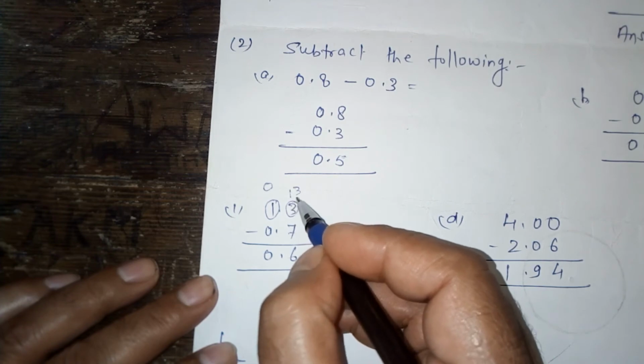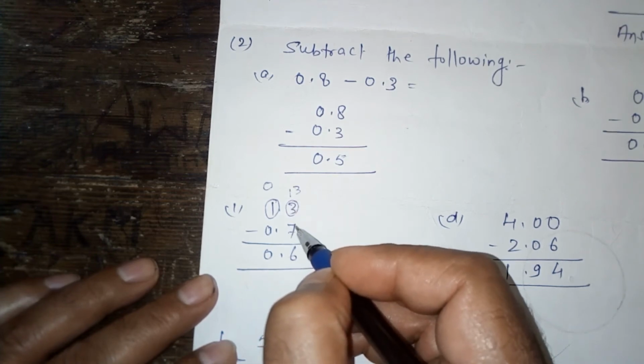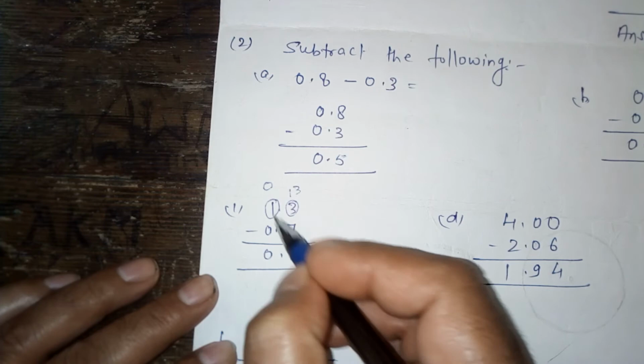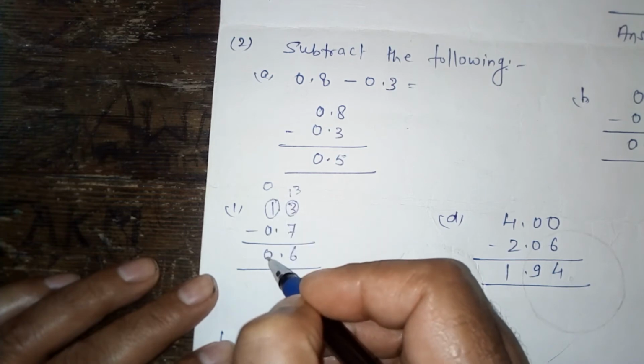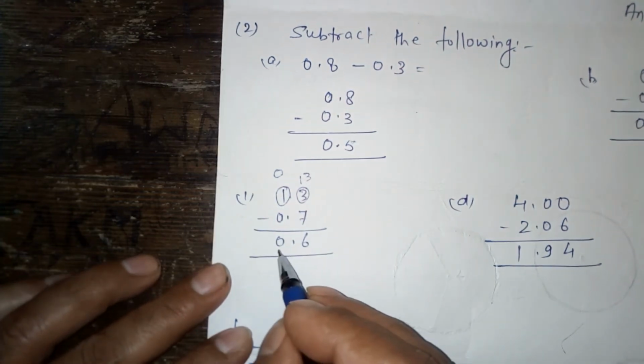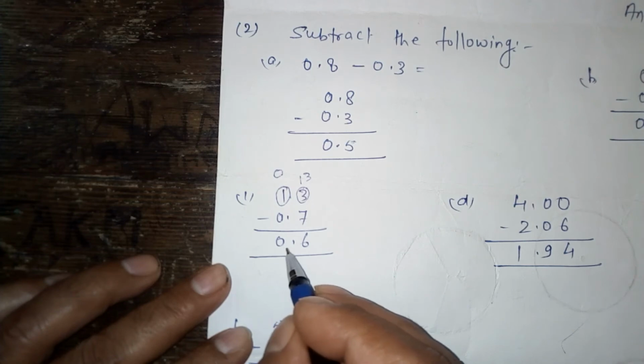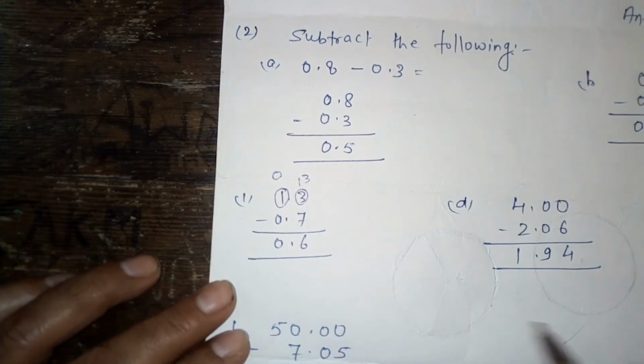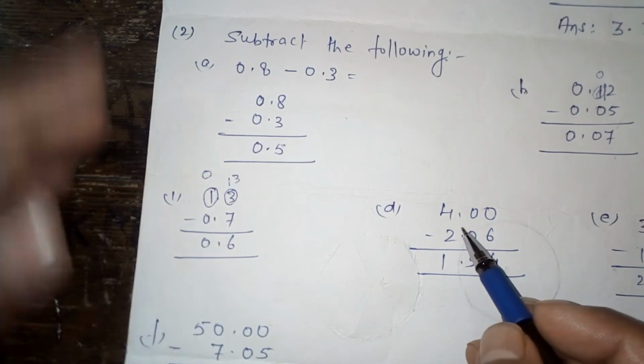3 is converted to 13. 13 minus 7 gives you 6. 0 minus 0 gives you 0. So your required answer is 0.6. Okay. Again, next question.